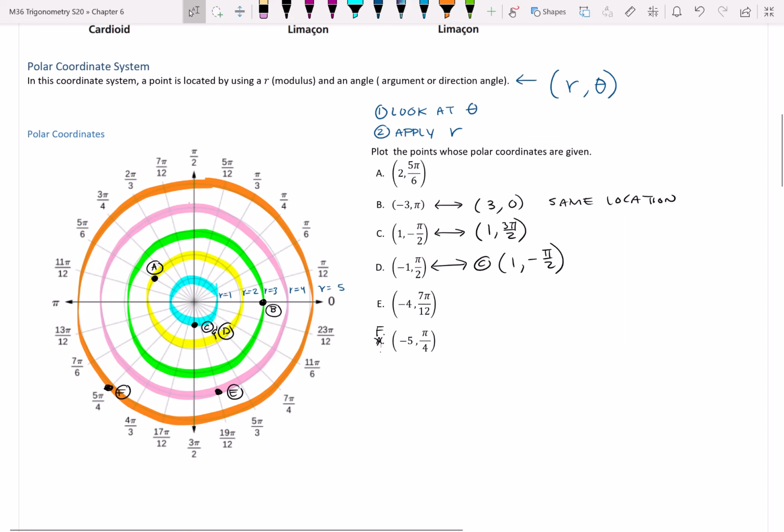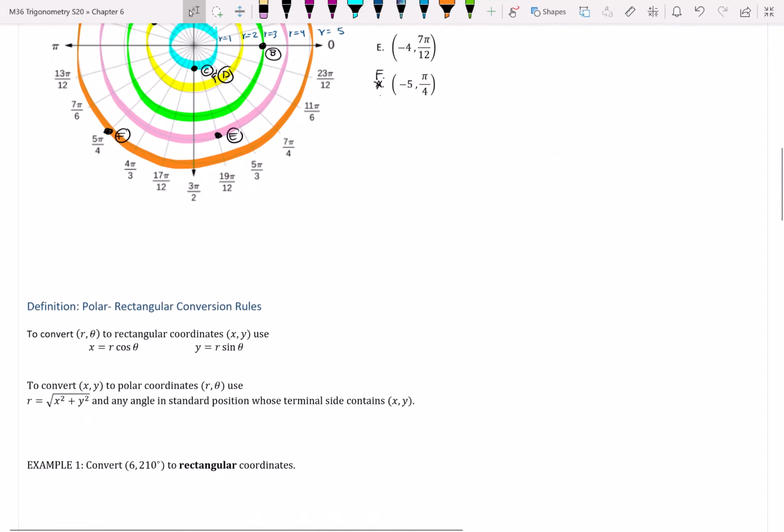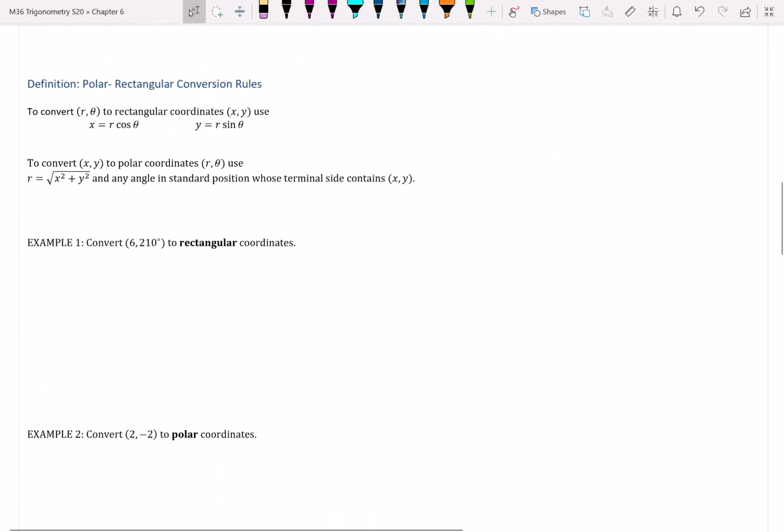Because we're actually going to need this in order to graph polar equations. We're going to have to find these points and then plot them. So we definitely need this skill. So next thing I want to talk about is how to go from polar coordinates to rectangular coordinates, which is x and y, and go from x and y to r and theta. And so that's going to be the next thing that we're going to talk about.